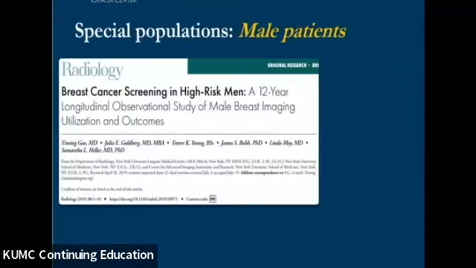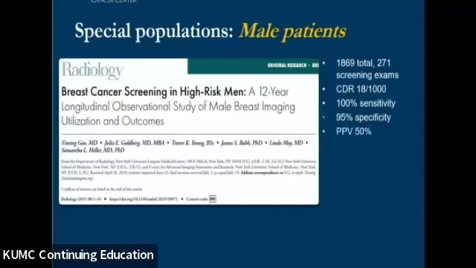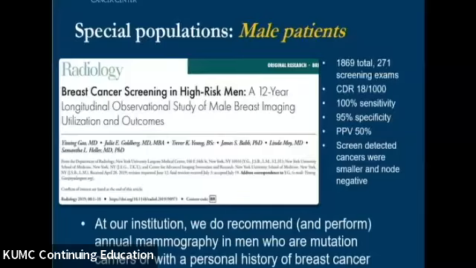So this was a nice article that came out a few years ago. They looked at thousands of exams in men, 271 of which were screening, and just really great numbers, way better than we do in female screening. So 18 per thousand cancer detection rate, that's about 3 times what we see for the female population. And most of the screening detected cancers were smaller and node negative. And so, because of review of the current guidelines and the study, we do recommend and perform annual mammography in men who are mutation carriers or have a personal history of breast cancer at our institution.